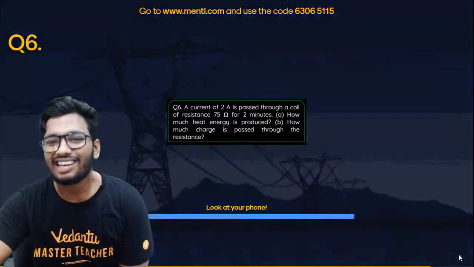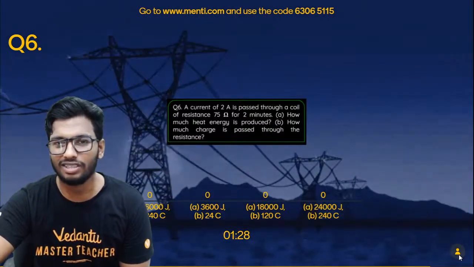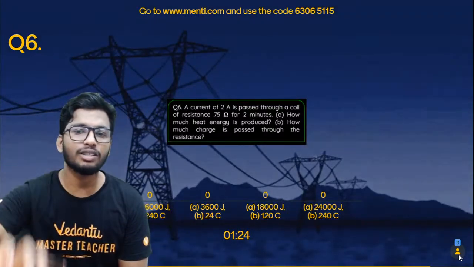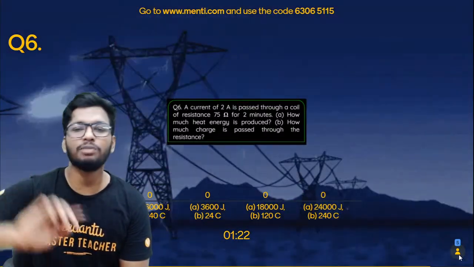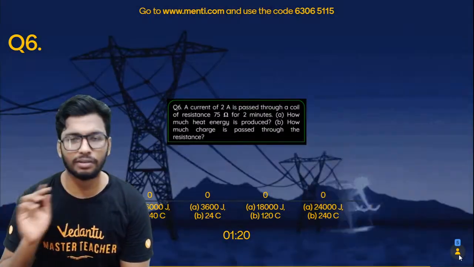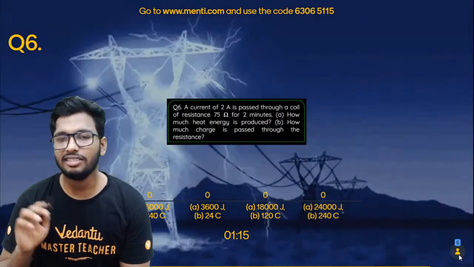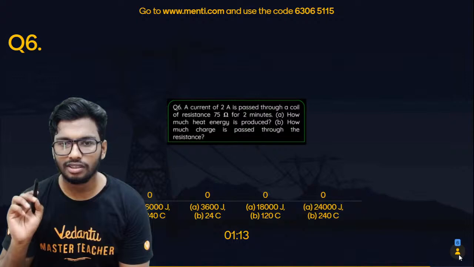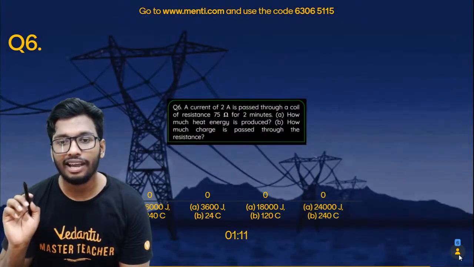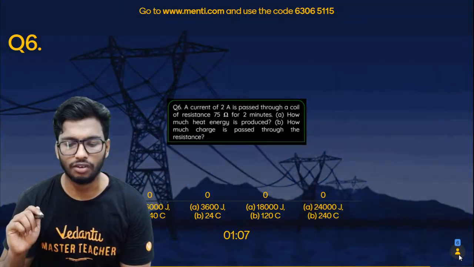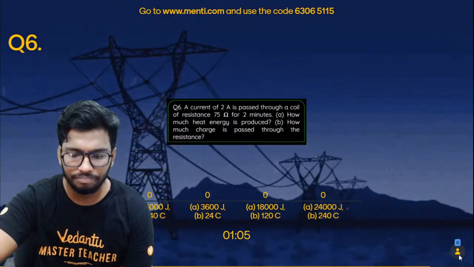All right, anyways, a current of 2 amperes passes through a coil of resistance 75 ohms for 2 minutes. How much charge passes through the resistance and how much heat energy is produced? Options: 36,000 joules and 240 coulombs, 3,600 joules and 24 coulombs, 18,000 joules and 120 coulombs, or 24,000 joules and 240 coulombs. Let's go. Come on.